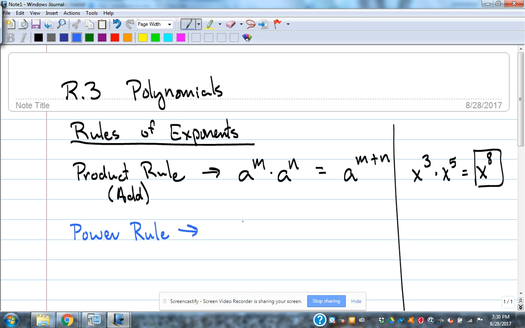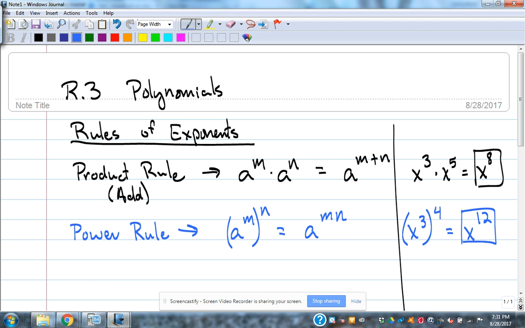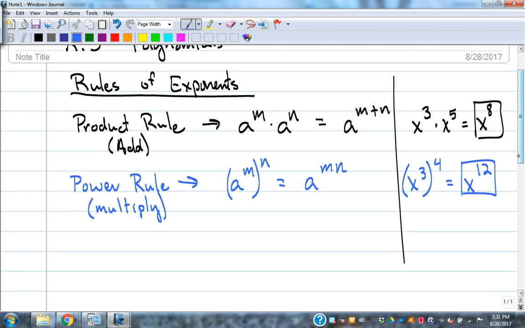The power rule is when you have something with an exponent raised to a power. So we have maybe a to the m in parentheses with an exponent on the outside. That rule is that you multiply. So like if you had x to the third raised to the fourth power, the final answer would be x to the 3 times 4, which would be 12. Good. Right? So the power rule is to multiply. You know it's a power rule when you see parentheses. That's the way I always try to tie that together, that you know it's a power rule if you see some parentheses.